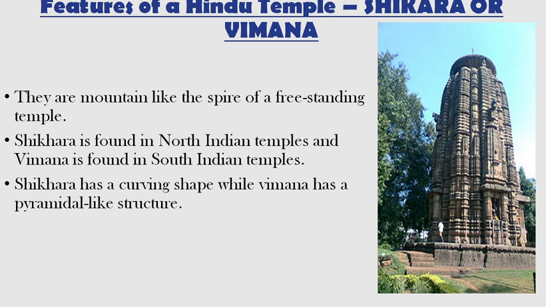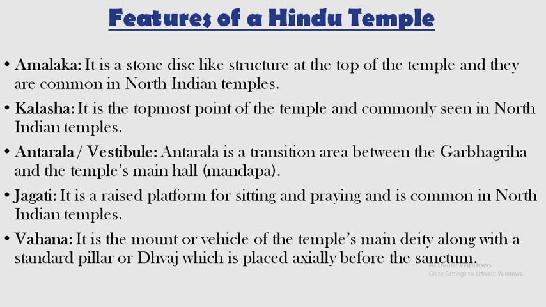Next you have the Shikara or the Vimana. Shikara is the North Indian edition. Vimana is the South Indian edition. In the north you have the curving shape, while in south you have the pyramidical shape. Amalaka is a stone disc-like structure. It will be on the top of the temple. On the top of this Amalaka, you have this Kalasha.